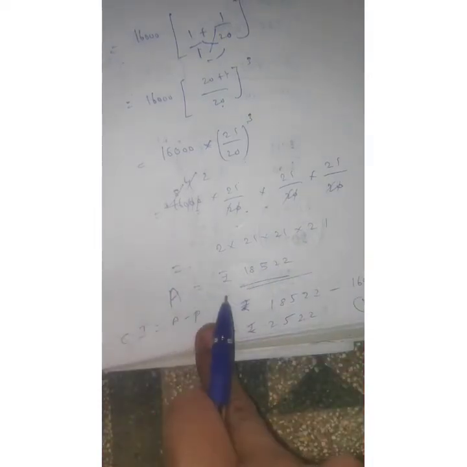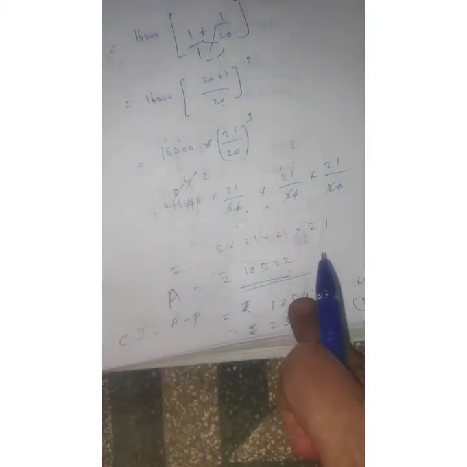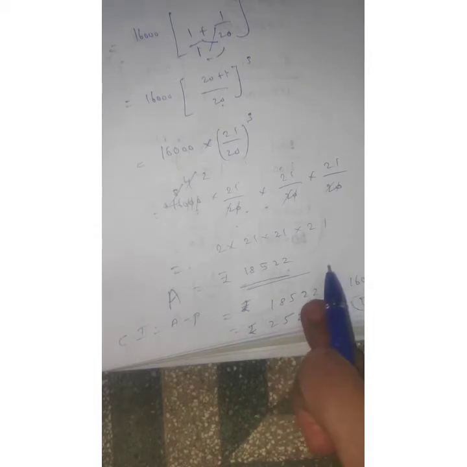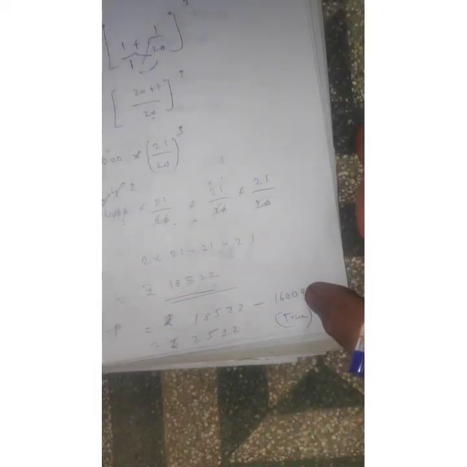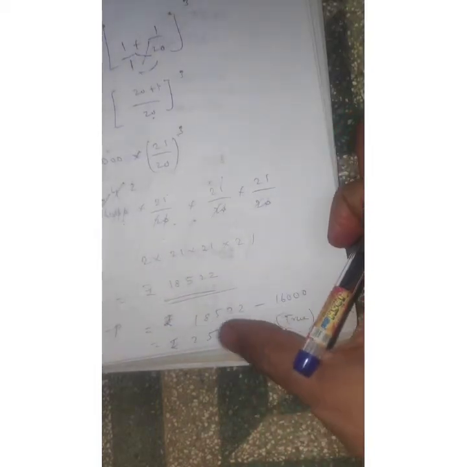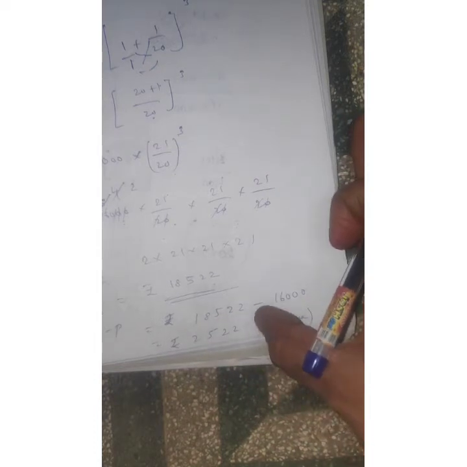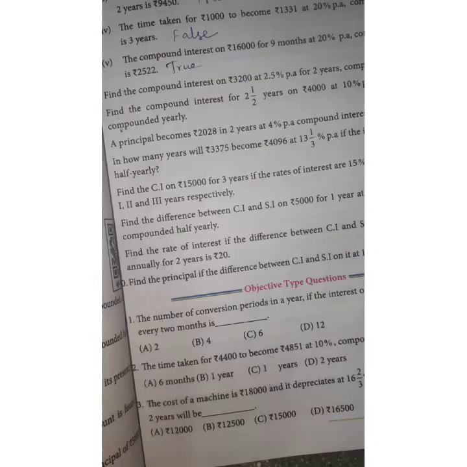Compound interest equals A minus P. A value equals 18,522 minus 16,000. So we get the answer 2,522. This answer and the book's answer are the same, so the given statement is true and the answer is correct.